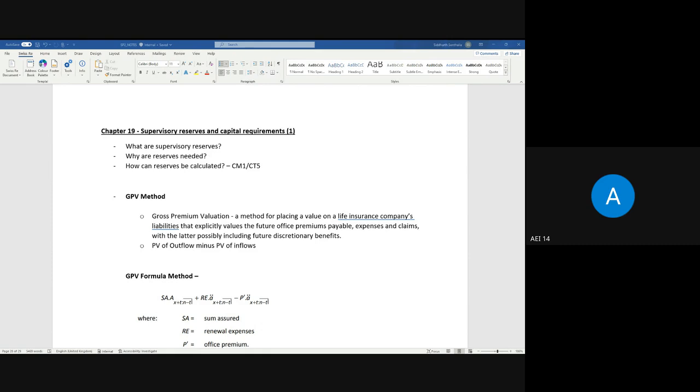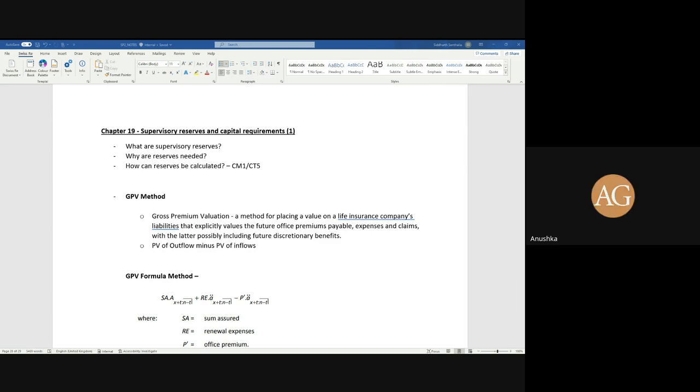Yeah. So under those assumptions, would you expect the PV of outflows to be greater than the PV of inflows or less than the PV of inflows? Because the end motive of a company by selling any policy is to make profit out of it. So they would want the PV of inflow to be greater than the PV of outflow.